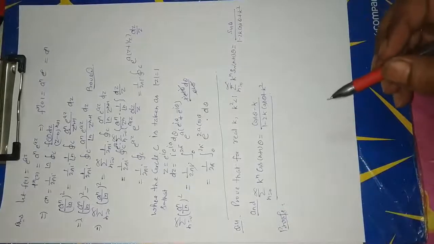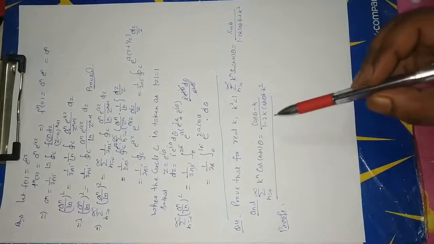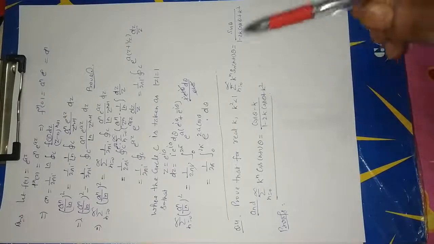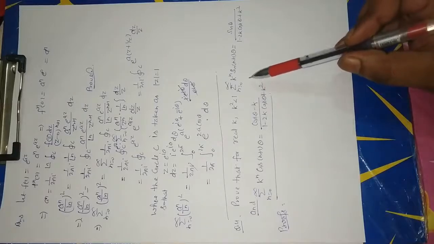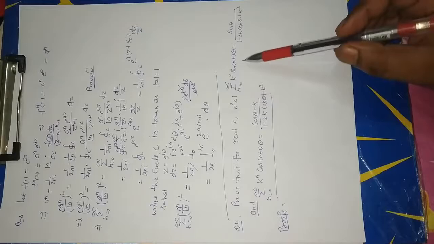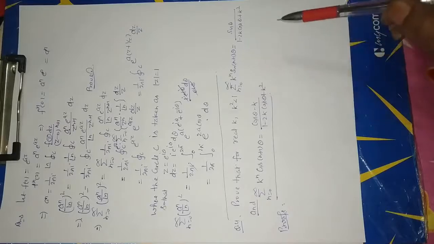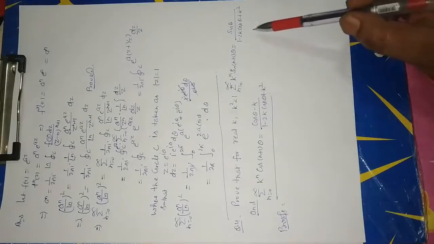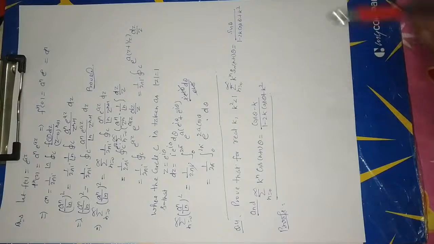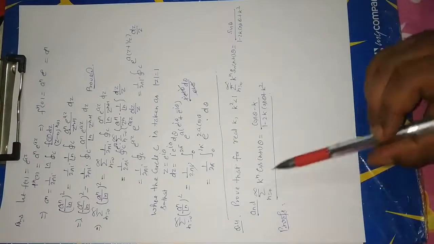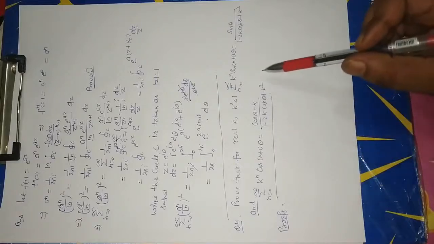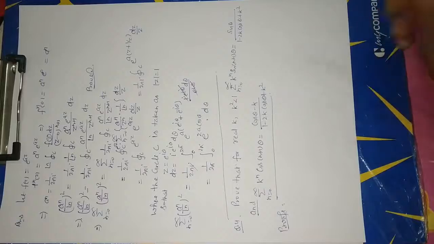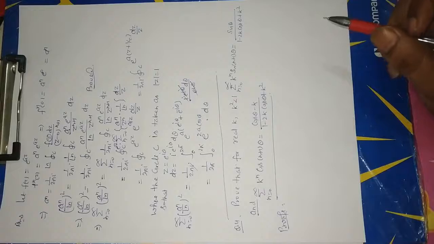Now repeat the question. For any real number k such that k square less than 1, prove that summation n equal to 0 to infinity k to the power n sin (n plus 1) theta equals sin theta upon 1 minus 2k cos theta plus k square, and summation n equal to 0 to infinity k to the power n cos (n plus 1) theta equals cos theta minus k upon 1 minus 2k cos theta plus k square. Okay? Now solution of this question.